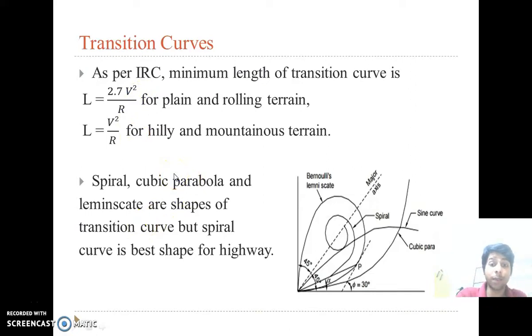So guys, there are several curves which we can provide for our transition curves, like spiral, cubic parabola, Lemniscate, square parabola. Like we can see here, this is our Lemniscate, Bernoulli Lemniscate. This is our spiral curve. This is our cubic parabola curve. So cubic parabola is generally provided in railways, and spiral curves are best in highways. These shapes are governed on the basis of the deflection angles of the connecting roads.